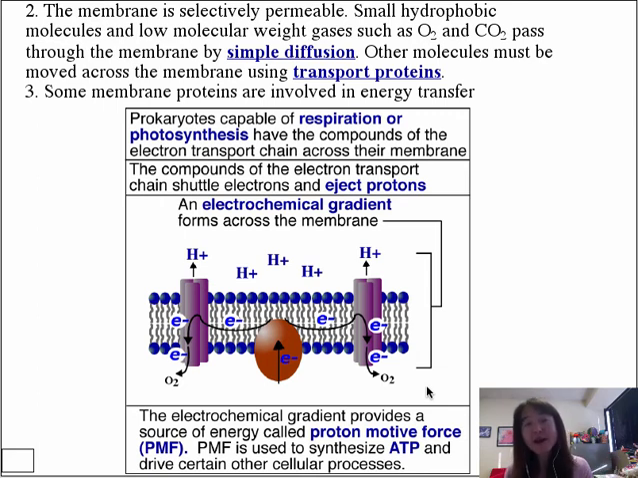And I want to make one more quick note on this. That is, prokaryotes capable of respiration or photosynthesis will have the components of the ETC across their membrane. If prokaryotes are not capable of respiration, that is, maybe they're strictly fermenters, they're not going to have the components of the ETC across their membrane.